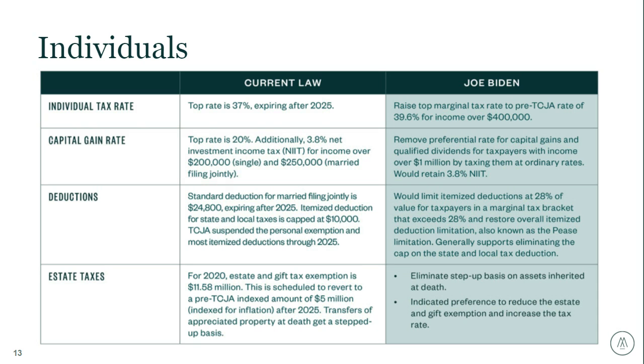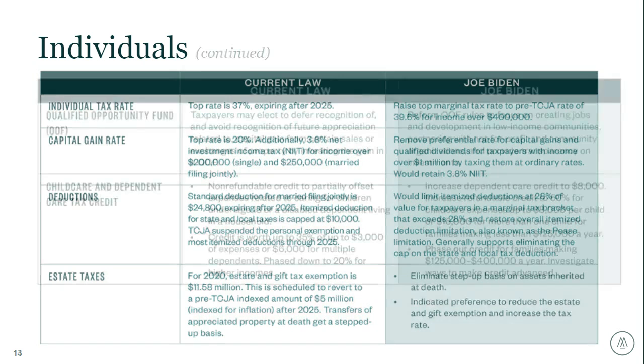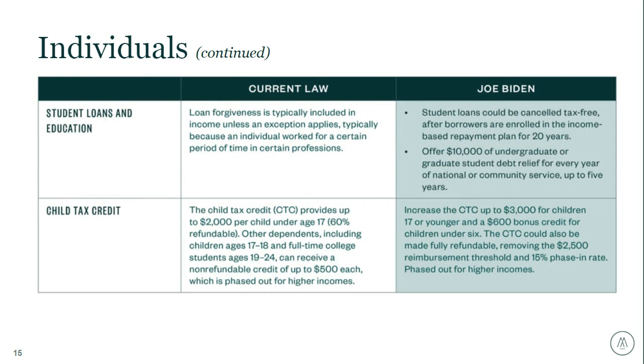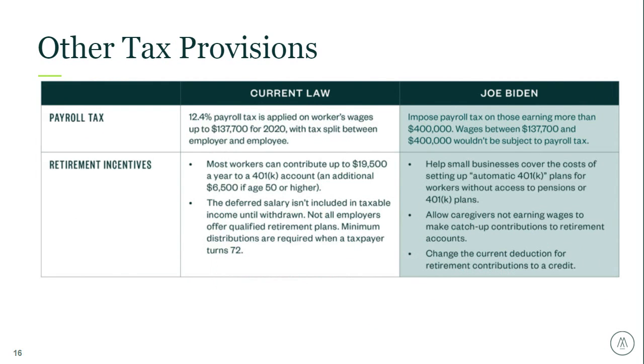One of the issues is there's been a cap on the deduction for state and local taxes. Biden generally supports eliminating that cap, so that is one benefit. Biden has some plans for student loans and child tax credits. And then there are potential payroll tax savings that he has proposed as well.